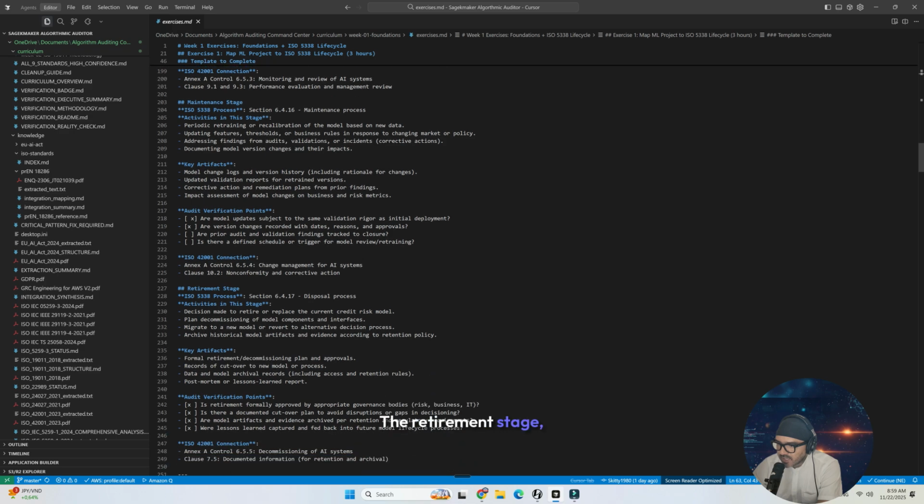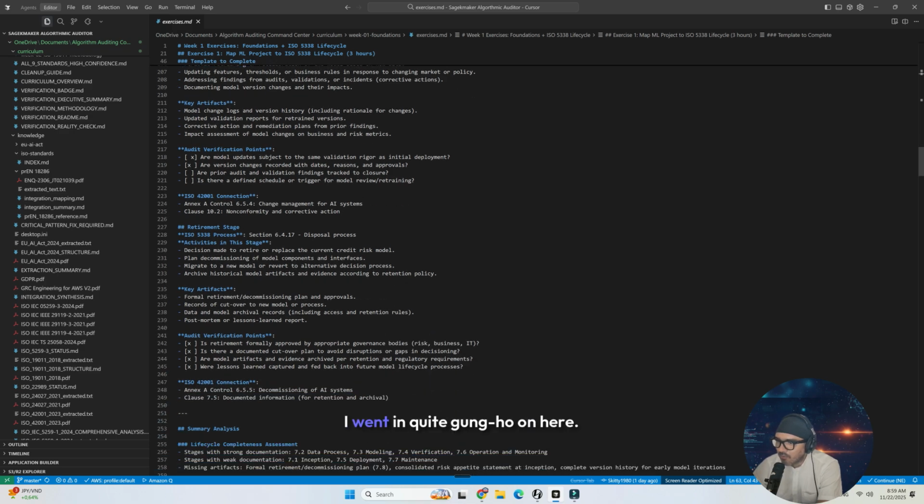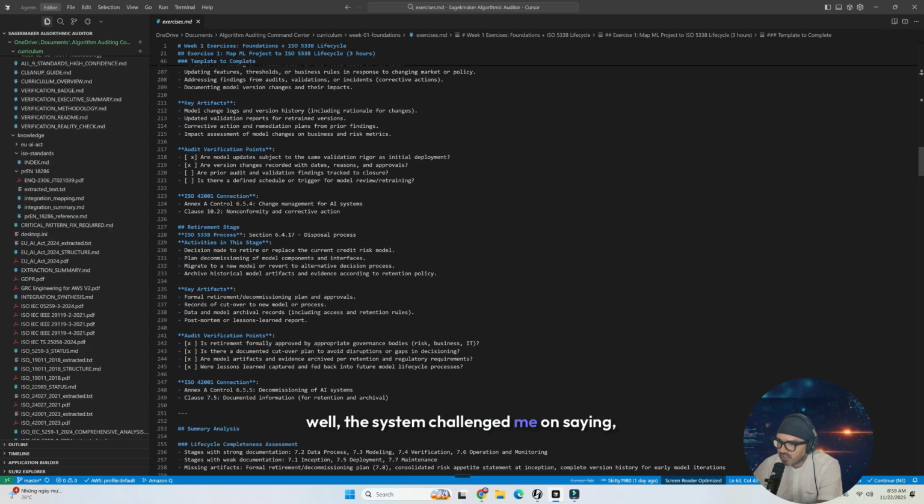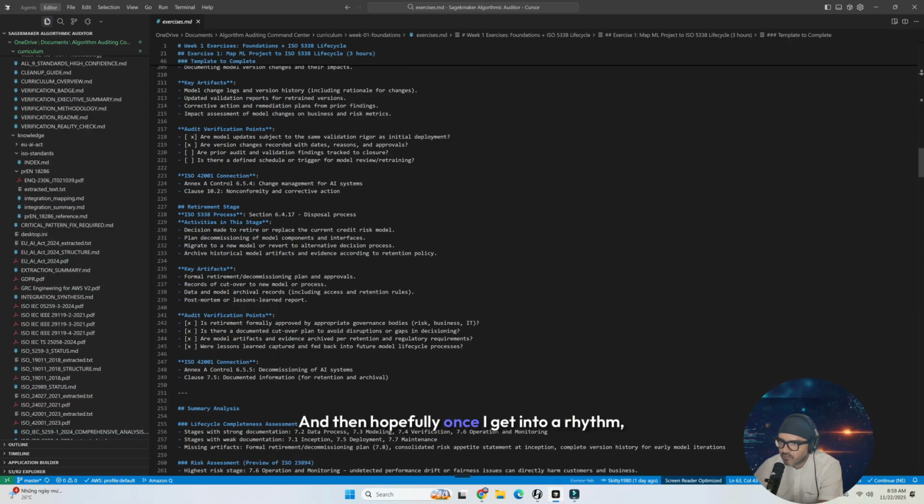The retirement stage, I went in quite gung-ho on here. I was like, okay, they've mentioned this, they've mentioned that. But the mistake was, the system challenged me, saying there was no mention that they're retiring it, they were in the building stage, so you shouldn't have ticked any of these. So that was an oversight. But again, it's just about learning what the system's trying to get from me, or how it's trying to teach me. So we're just figuring each other out at the moment. And then hopefully once I get into a rhythm, the deep learning can begin.